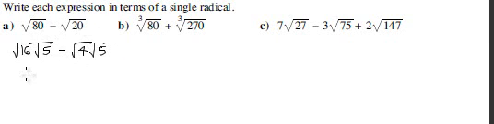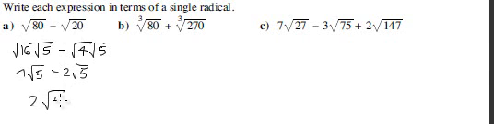So root 16 is 4, root 5, minus the square root of 4 is 2, root 5. And now this is what success looks like. Both of these contain root 5, therefore we can subtract them now. It didn't look like they had anything in common, but it turns out they do. So if you have 4 root 5s and you lose 2 of them, you are left with 2 root 5, and that's our finished answer.